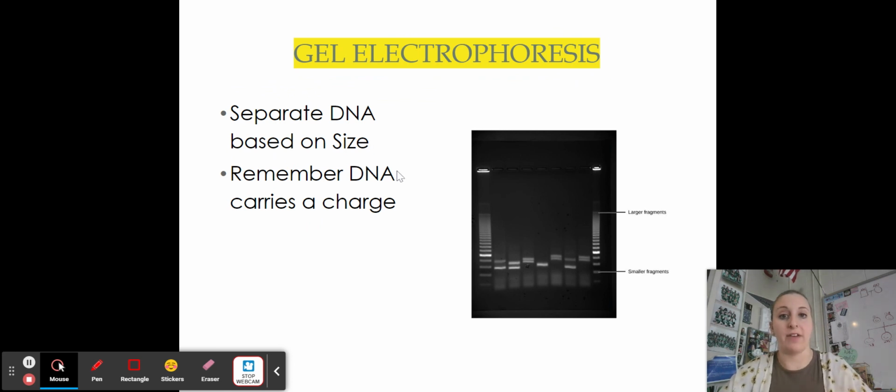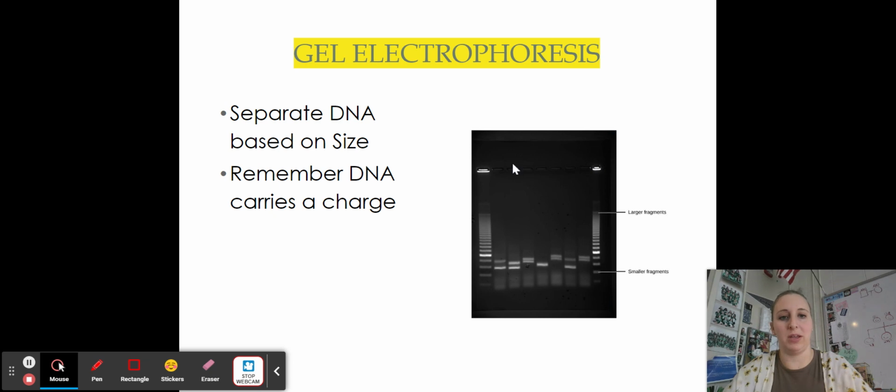DNA carries a charge because of the phosphate groups, that 5' 3' situation. So once you have pulled the DNA, you will run it through a charged gel, almost like a battery, and that allows the DNA to run through the gel. The larger fragments stay closer to the starting point.